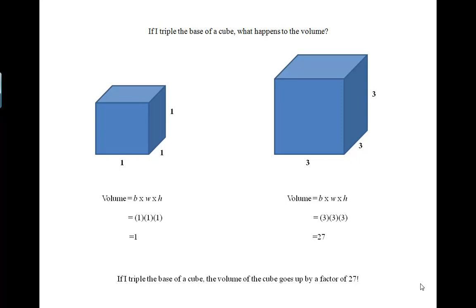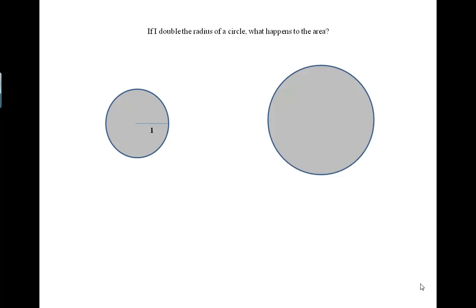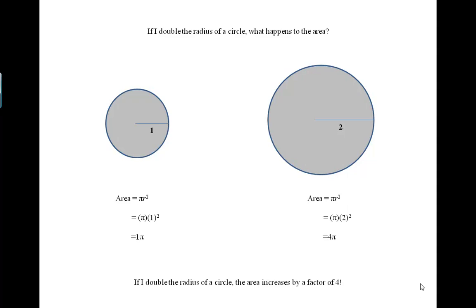Simplest numbers possible. If I double the radius of a circle, what happens to the area? We already know what to do. Draw a circle, radius 1. Draw a circle, radius 2. Area is pi r squared equals pi times 1 squared equals 1 pi. Area equals pi r squared equals pi times 2 squared equals 4 pi. Therefore, doubling the radius, the area goes up by a factor of 4.